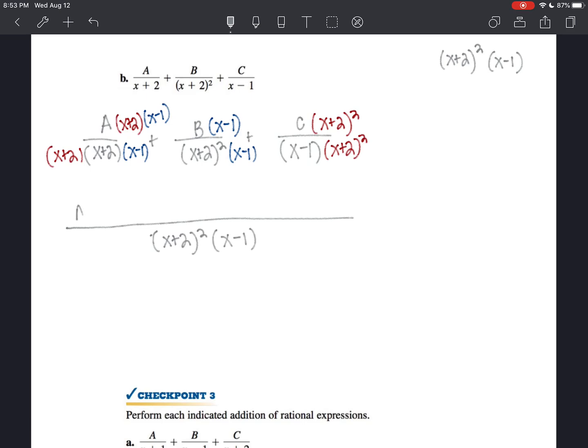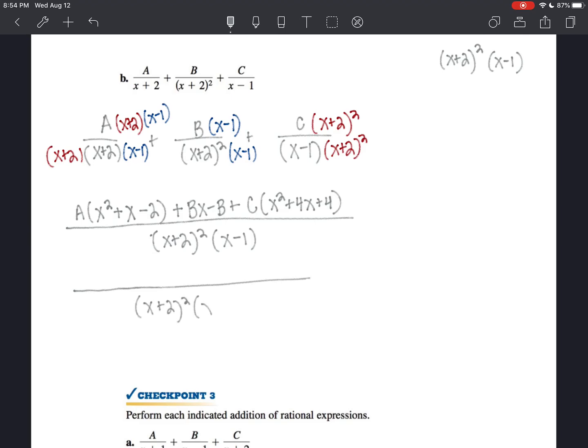My numerator is going to be a times the quantity. Don't do too much. You can do the FOIL, but don't do too much in your head, because that's where you might mess up. Plus bx minus b plus c times the quantity x squared plus 4x plus 4. X plus 2 quantity squared.